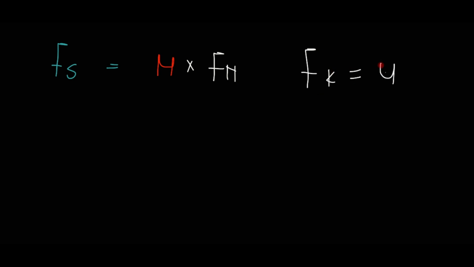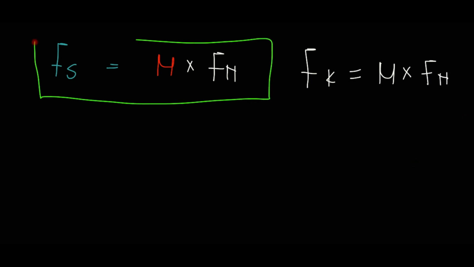We have a formula to calculate static friction and kinetic friction. It equals the coefficient of friction times the normal force. The same applies to kinetic friction: it equals the coefficient of friction times the normal force. But let's understand what a coefficient of friction is. Actually, coefficient of friction determines what type of friction is experienced.